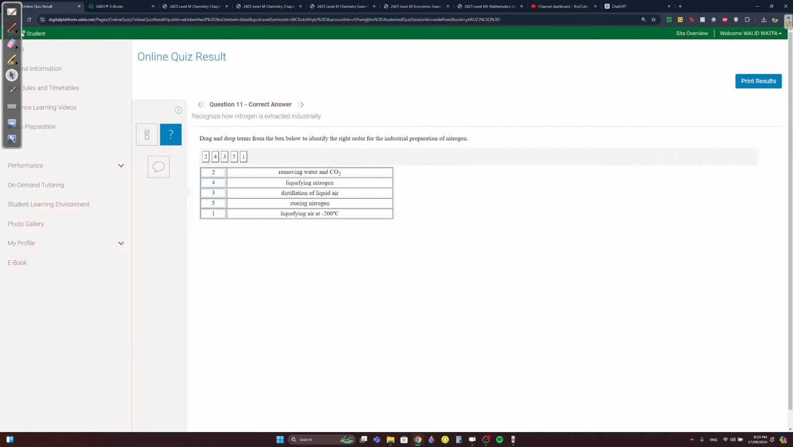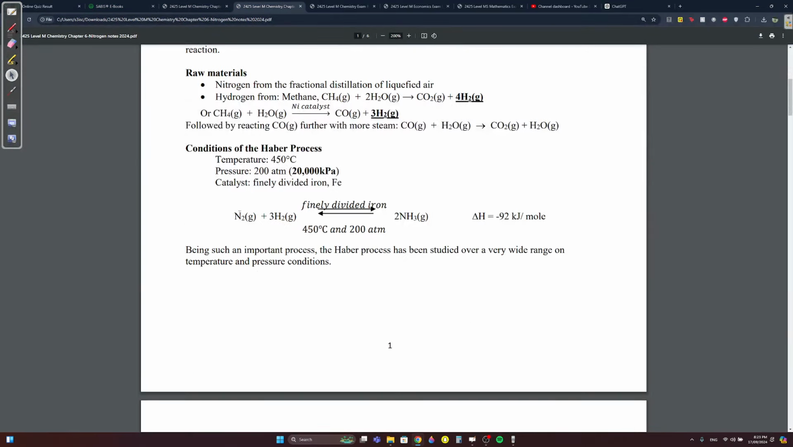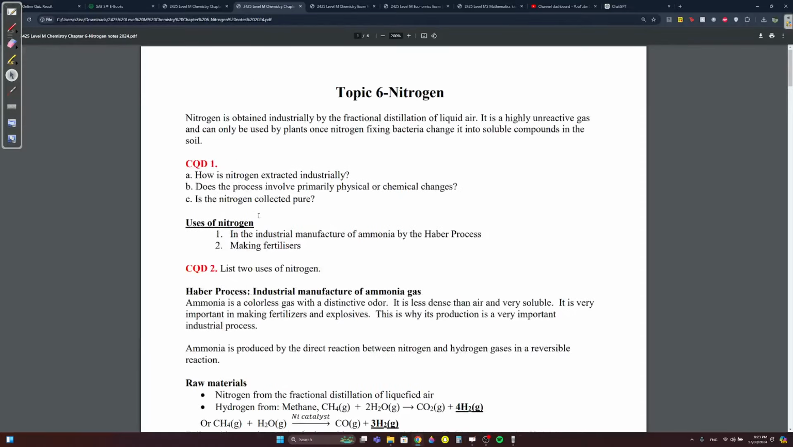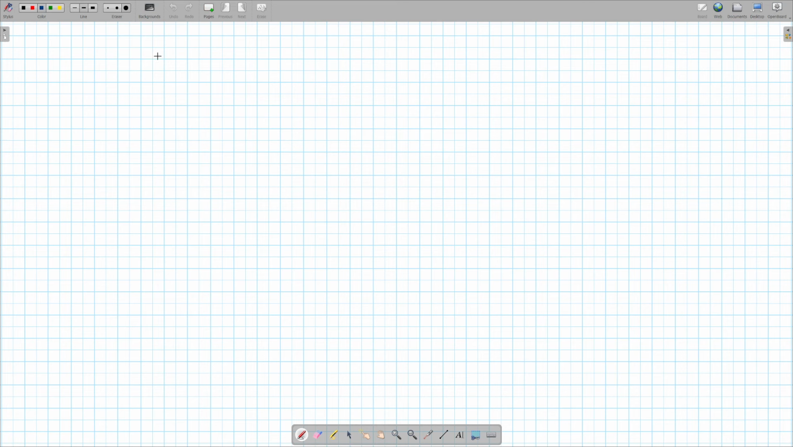Question 11. How do we get nitrogen? To produce ammonia, we need some nitrogen. So here's what happens. We take air. I'm gonna write this down. You're gonna take air, and we're gonna compress it. Compress this air. When you compress it, you get CO2 as a solid, and you get water, I think. I have it written somewhere.